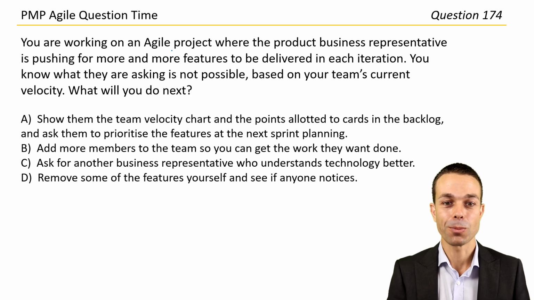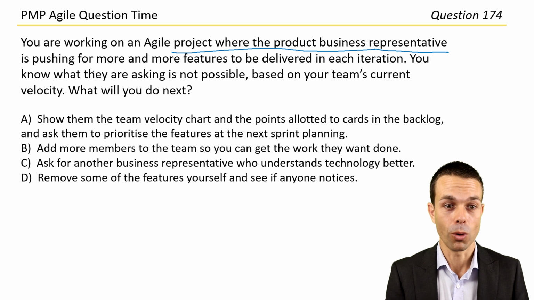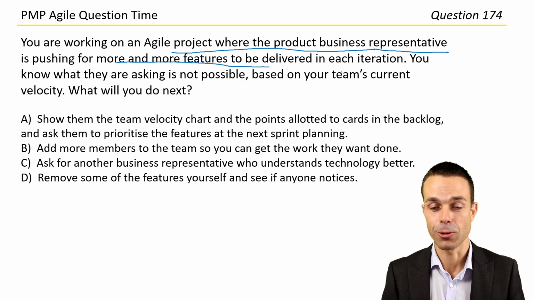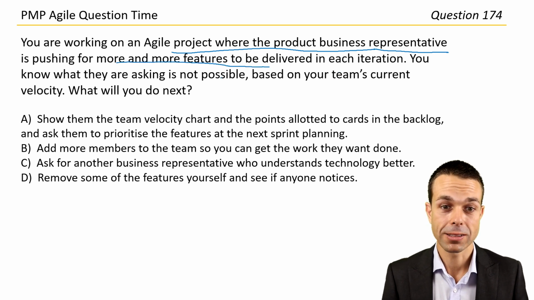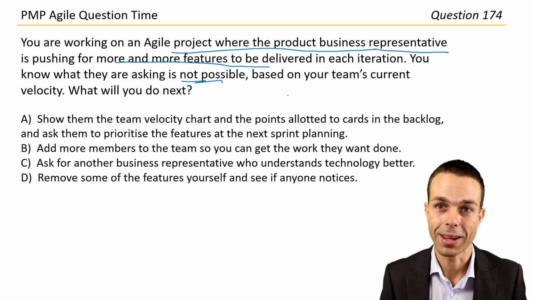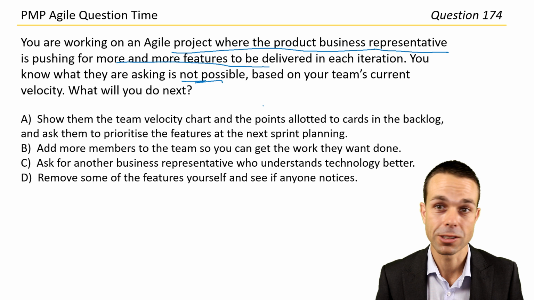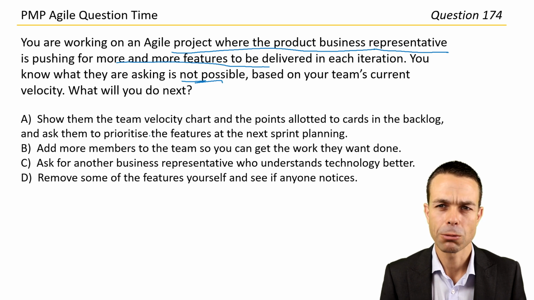You're working on an Agile project where the product business representative is pushing for more and more features to be delivered in each iteration. You know what they are asking is not possible based on your team's current velocity. What will you do next? Oh, this is a great question. This is a great scenario-based question, and you might see this in the real world too. So let's see what we've got.